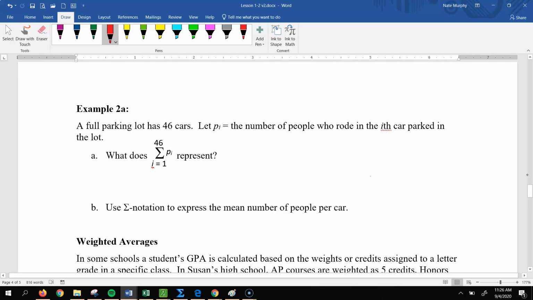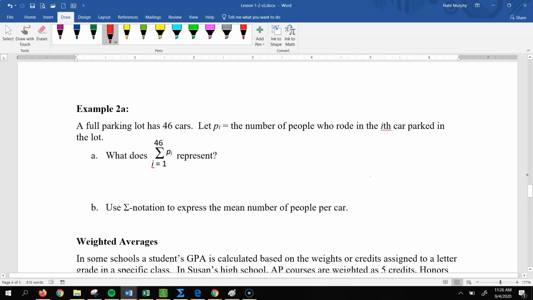Well, what did you get? I'm not going to take the time to write it down, but you should have written down or thought about this, that what they're asking us to do in that situation is find the total number of people that rode in the cars in the parking lot. Because there's 46 cars in the parking lot, and P sub I represents the number of people that rode in each car. So in the first car, there might have been 3 people. In the second car, there might have been 2 people. In the third car, there might have only been 1 person. So adding the number of people that came in each car for all 46 cars would tell us how many total people rode in the cars in the parking lot.